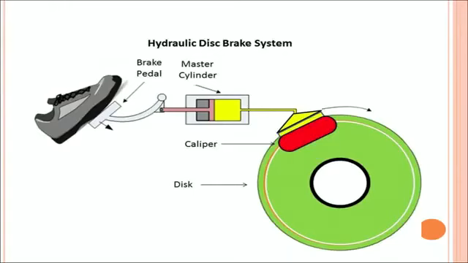Here is a demonstration. The foot presses the brake pedal, which is connected to the master cylinder where the fluid, or the brake oil, is inserted, which is interconnected through that fluid to the caliper and the disc. When the caliper presses on the disc, it attaches to the rotation of the wheel and the wheel gets stopped.